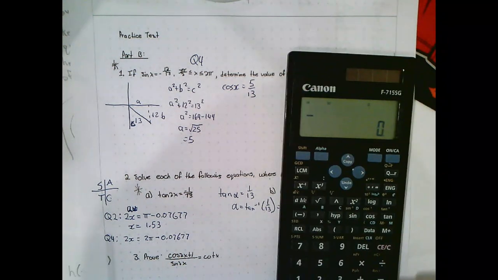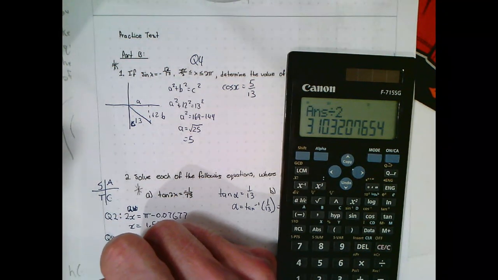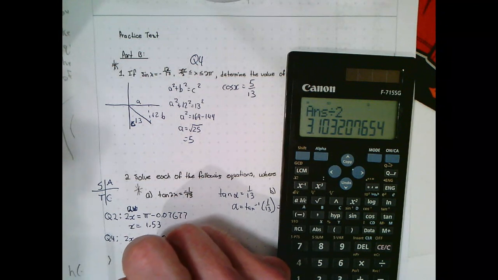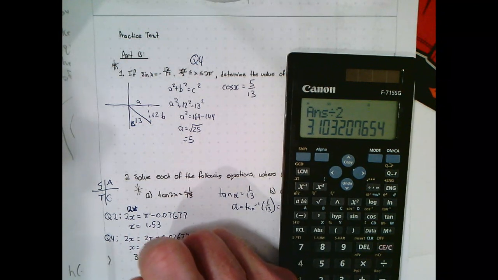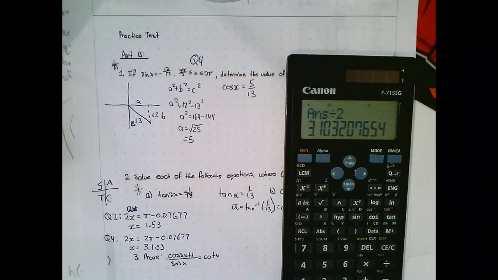And 2 pi minus 0.07677 is that, which we will then divide by 2 to find x. And we find that x is equal to 3.103. And that's two of our answers.